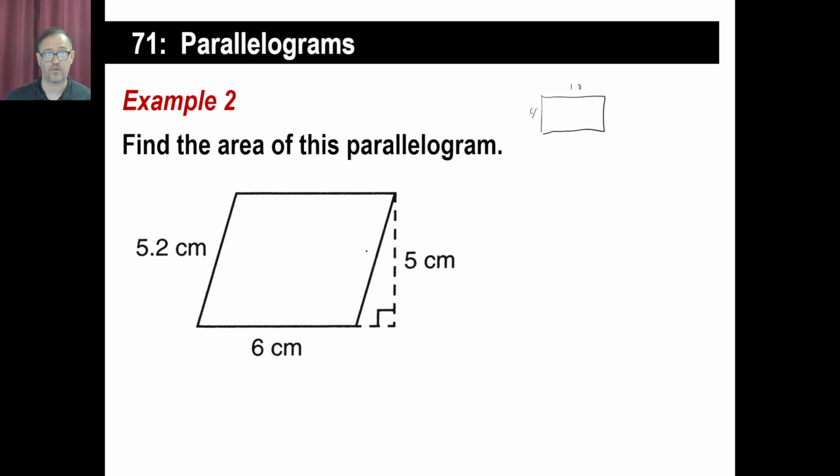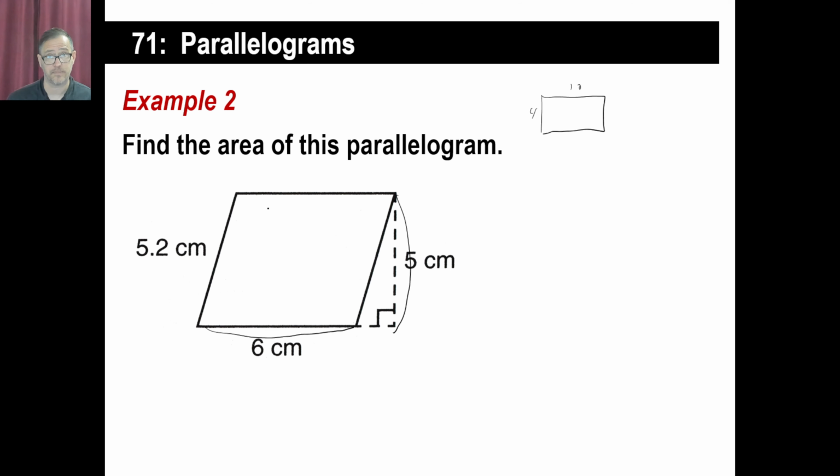Now they'll give you extra information, but all you need to know is what is the base of the parallelogram and what is the height of the parallelogram. We multiply those two together. 6 times 5 is 30. That's the area of the parallelogram.